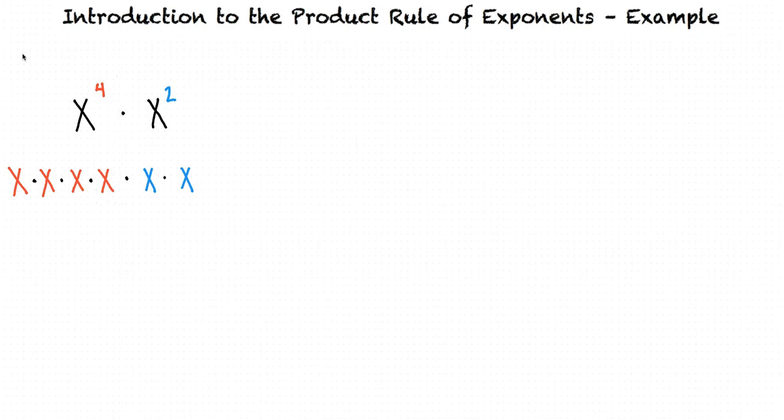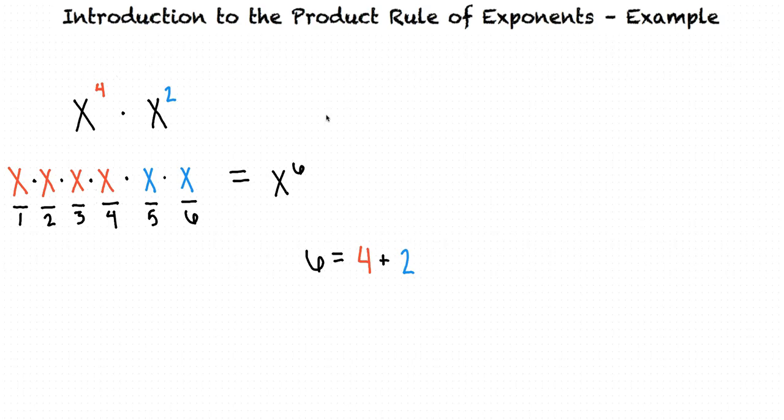Now we see that we have a total of 1, 2, 3, 4, 5, 6 x's multiplied together. And we can rewrite this as x raised to the 6. We also notice that the number 6 is what we get when we add the numbers 4 plus the number 2. This suggests that when multiplying terms with the same base, we can add their exponents to get our resulting answer.